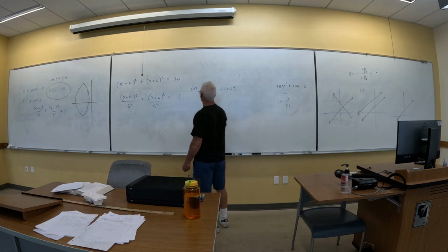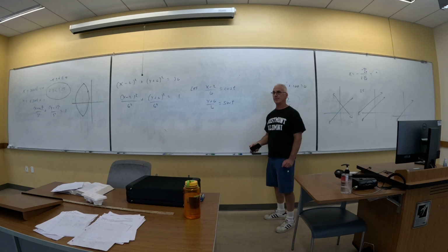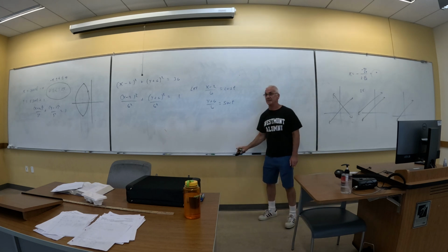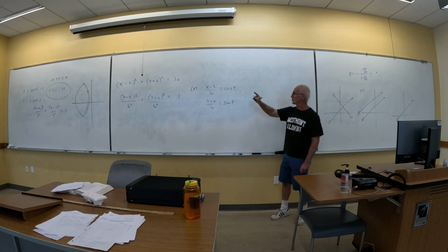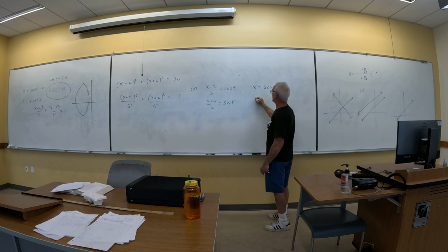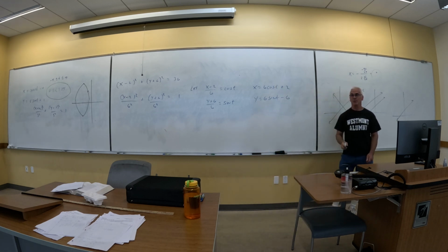And then what else? Y plus 6 over 6 to be the sine. Now, I'm not done because I want to say what x is going to equal, what y is going to equal, but I think I need it like that because now cos squared plus sine squared would equal 1. So therefore, x would be 6 cos t plus 2. Y would be 6 sine t minus 6. And that would be the best parameterization for this particular shape.